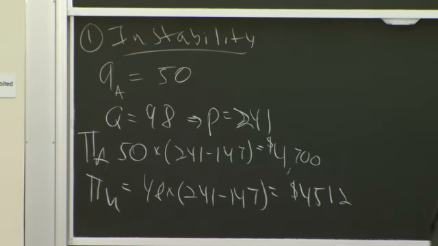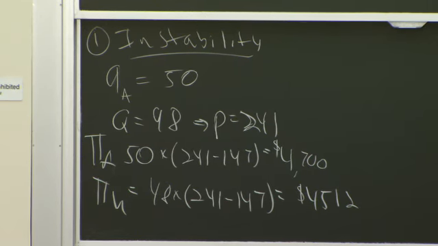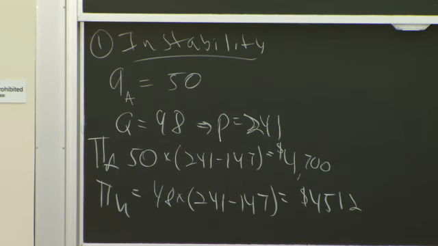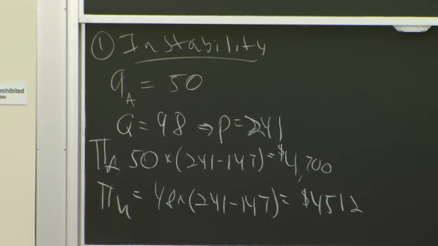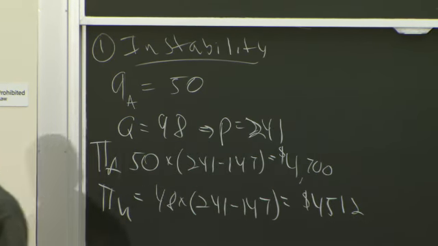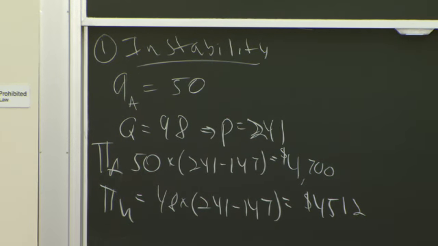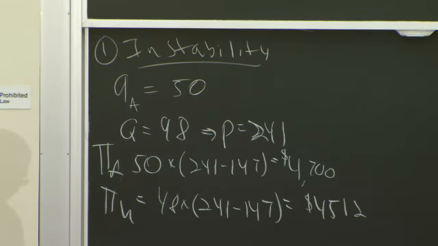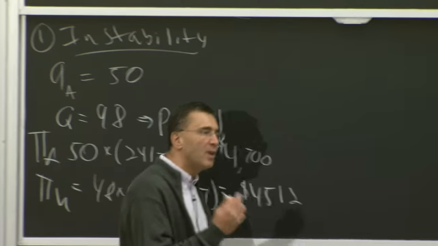Fall to $45.12. United's profits fall. American's profits go up. So basically, American has stuck it to United by cheating. It's raised its profits at the expense of United. And why is that? What's the intuition?